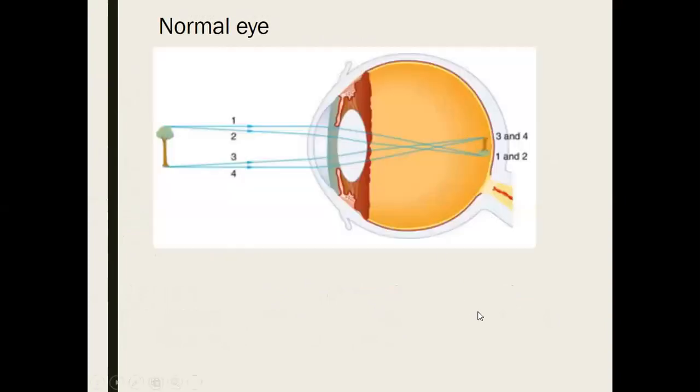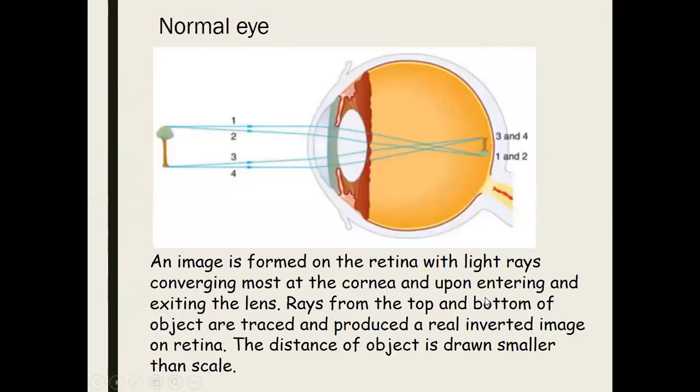In the normal eye, the image is formed, you know that this is an eyeball, and the rays pass through the cornea, that is the transparent front covering of the lens, and then after passing through the lens the image is formed on the retina. Okay, now how the image is formed.